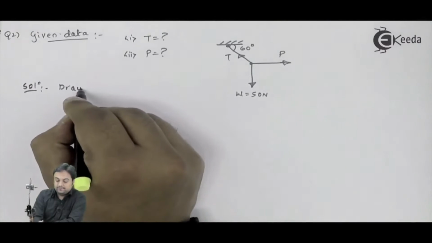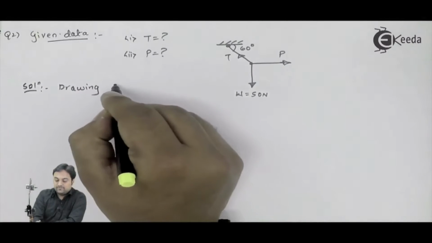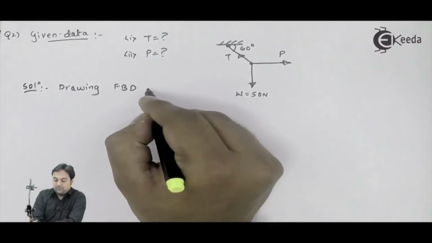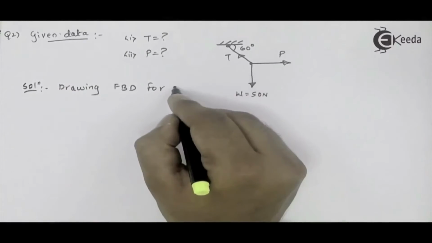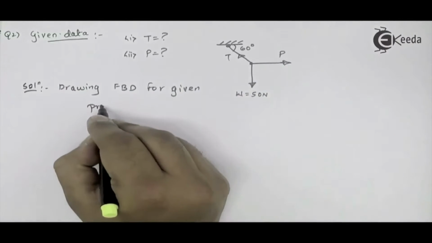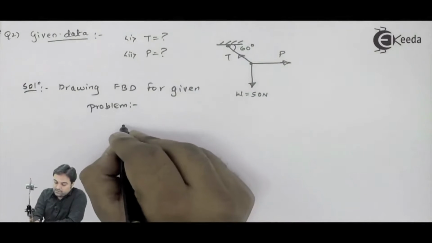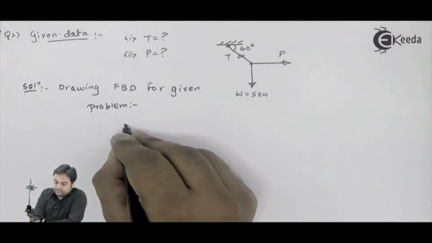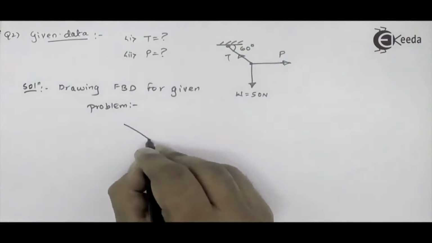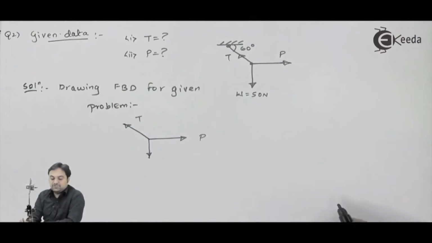Drawing FBD, that is free body diagram for given problem. I'll say how to draw the FBD. First of all, you will remove the ceiling. Here is the tension in the string.